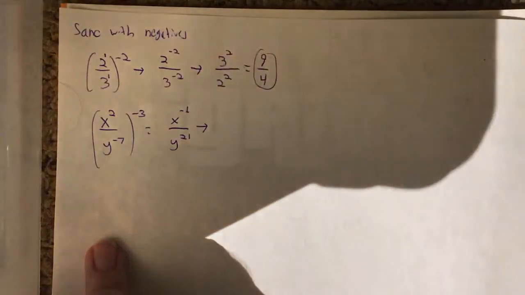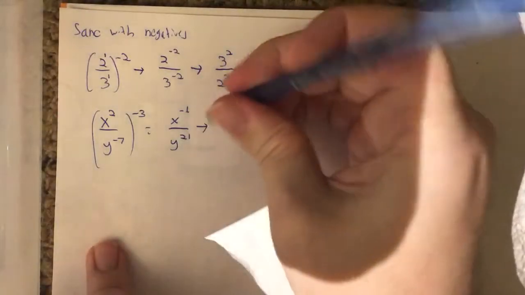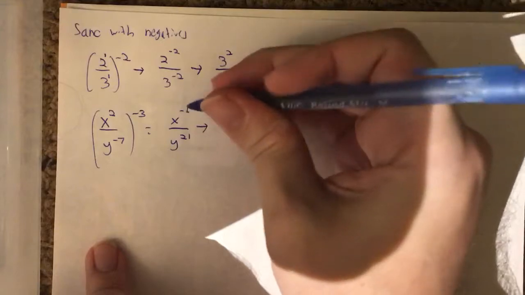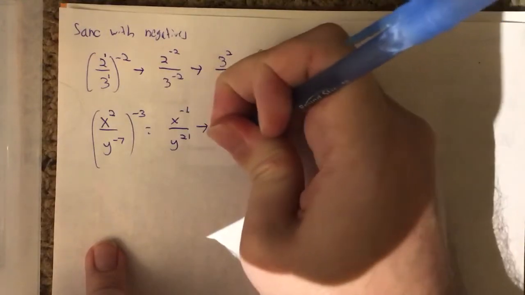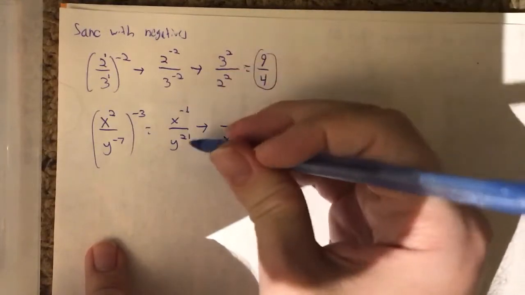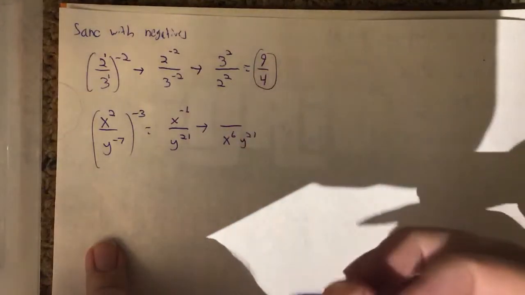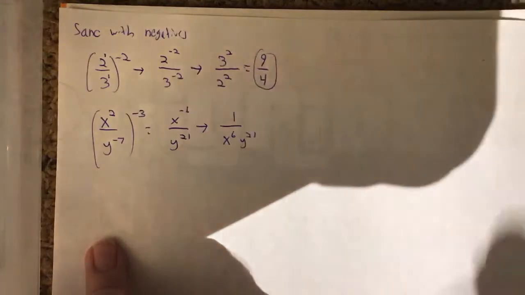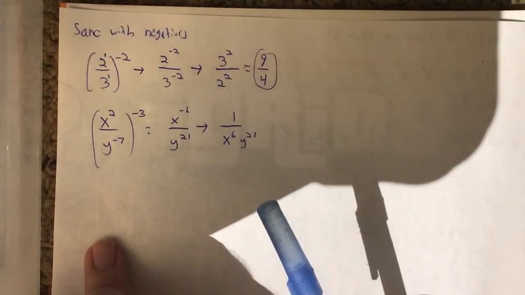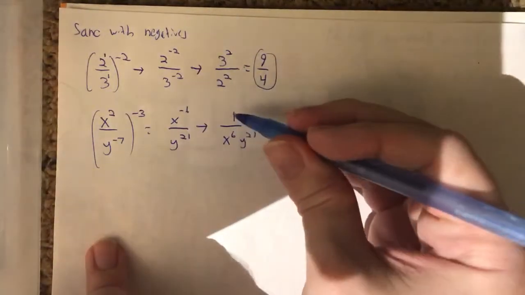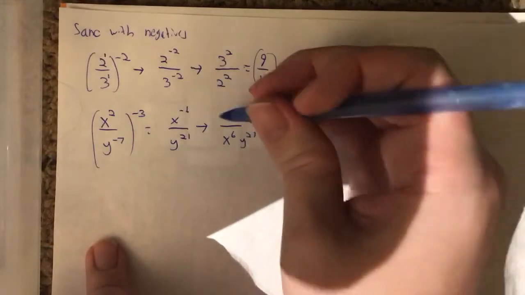Now I need to rewrite this with just positives. Since it's negative with the x piece, to make it positive, I put it in the denominator. The y is already positive, so I'm not going to do anything. I'm going to leave it. And now the top's just 1. If there's nothing there, just put an invisible 1. So my answer is 1 over x to the 6th, y to the 21st, and I'm done.